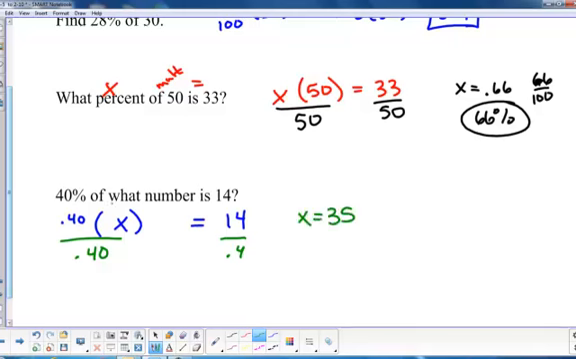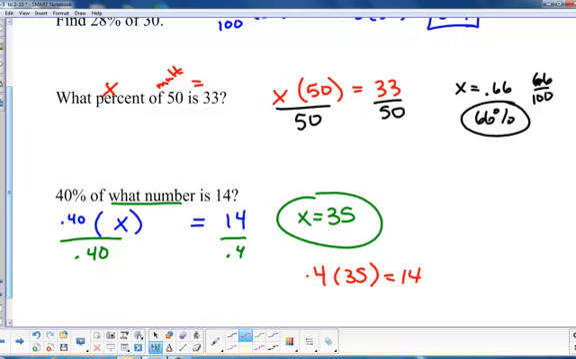And again, it was what number? So that's our answer. This is always a great place to check your work too. So you can do 0.4 times 35. Is that in fact 14? And it is.